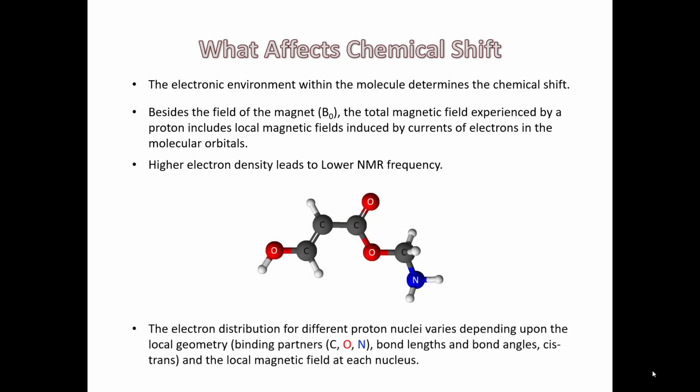Similarly, the electron distribution for different protons is going to be different depending on local geometry, including what partners the protons are bound to: oxygen, carbon, nitrogen, and so on. Another thing that affects it is nearby double bonds and electronegative atoms that pull electron density away from other atoms. Similarly, bond distances and bond angles are also going to affect the chemical shift.